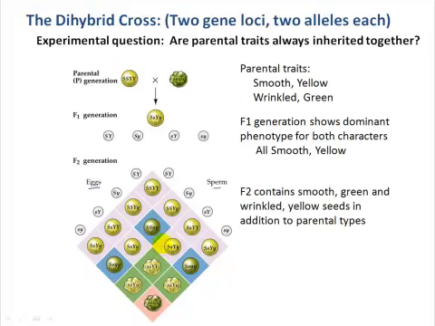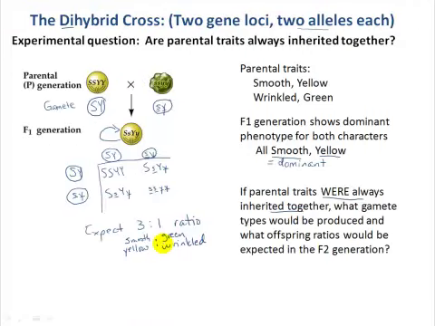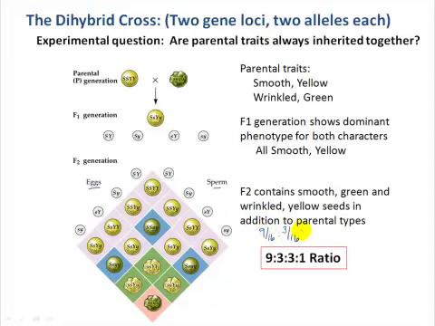That's what you expect if they don't assort together, if they don't get inherited together, and this is what you expect if they do. So you do the experiment and you see what you get. And Mendel did the experiment, and what he got was this outcome, of course. A 9/16 to 3/16 to 3/16 to 1/16 ratio, or what's referred to as our 9 to 3 to 3 to 1.